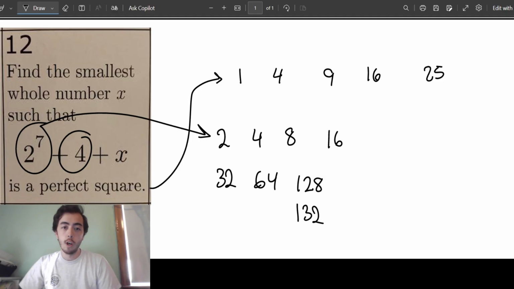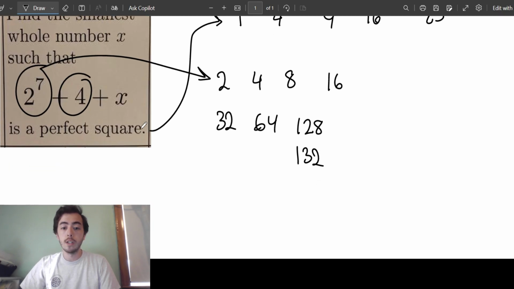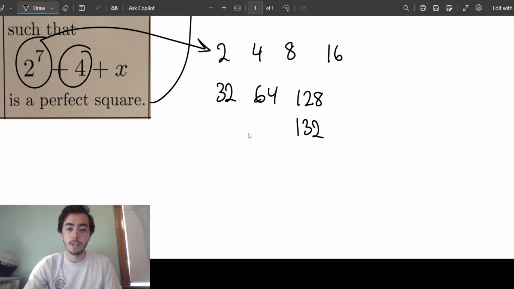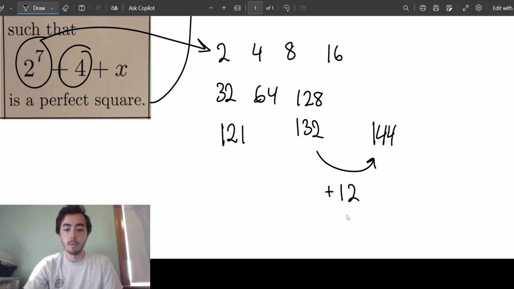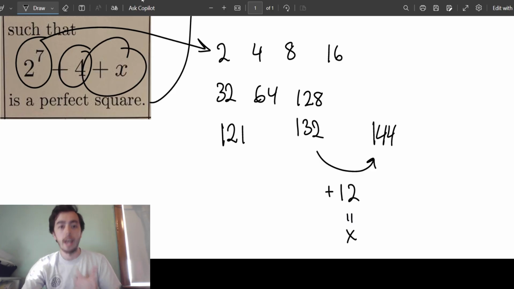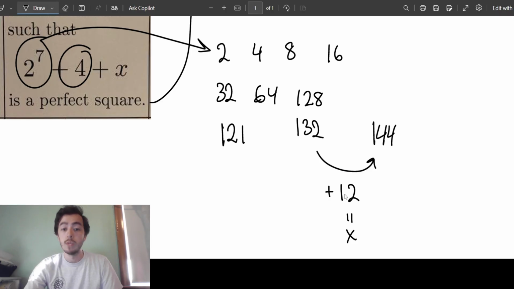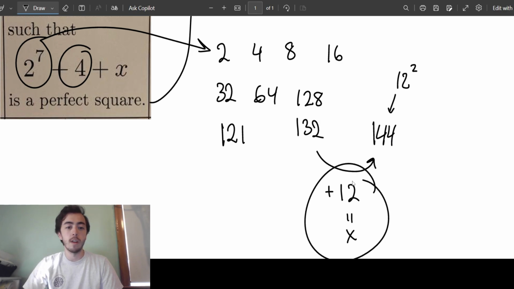And now we need to figure out where our nearby perfect squares are. I do happen to know that 11 squared is 121, and 12 squared is 144, and it does look like we need to add on a 12, which is going to be our answer for x today, because that's what we're adding on. We do need to add on a 12 to get from 132 to 144, which is a perfect square. So 12 is our answer. That brings us just up to the right number.